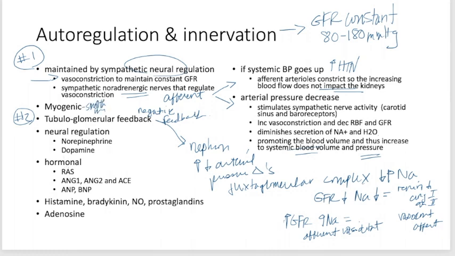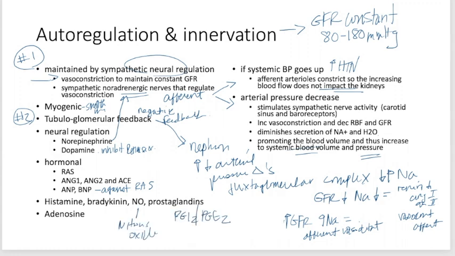Other things are norepinephrine and dopamine. These affect renal blood flow. Your norepinephrine is going to be that stimulating neurotransmitter from the sympathetic nervous system. Dopamine is another one that would increase RBF and inhibits renal secretion. Hormonal, we have the renin-aldosterone system, we have angiotensin 1, angiotensin 2, and then ACE. Natriuretic peptides, and that is atrial natriuretic peptide, ANP, and brain natriuretic peptide. Those are going to be secreted from the myocardial cells, and they are natural antagonists to the RAS system. Other hormones that are involved are histamine, bradykinin, nitric oxide, and prostaglandins, involved in regulating blood flow as well.